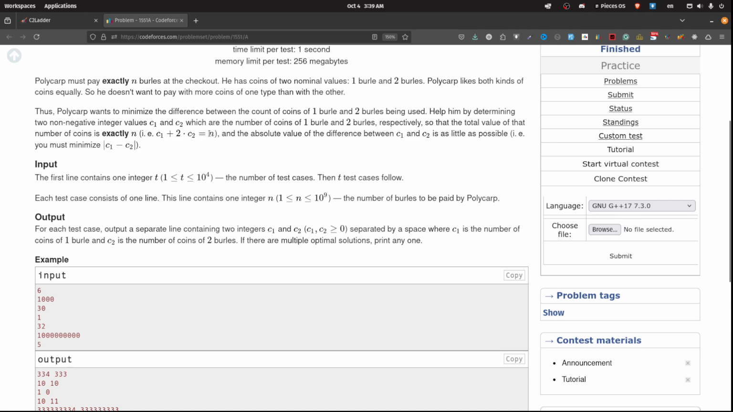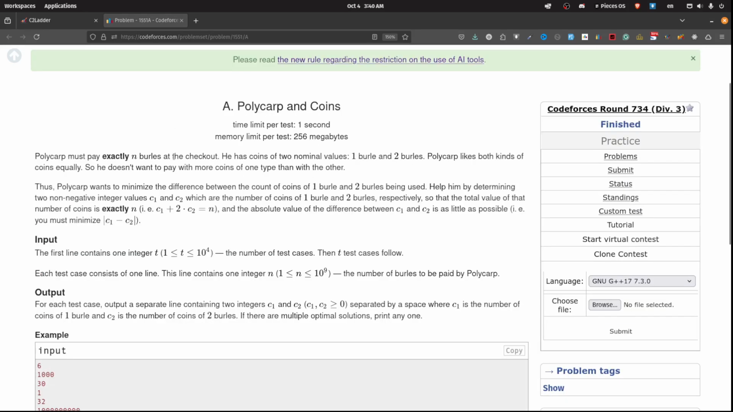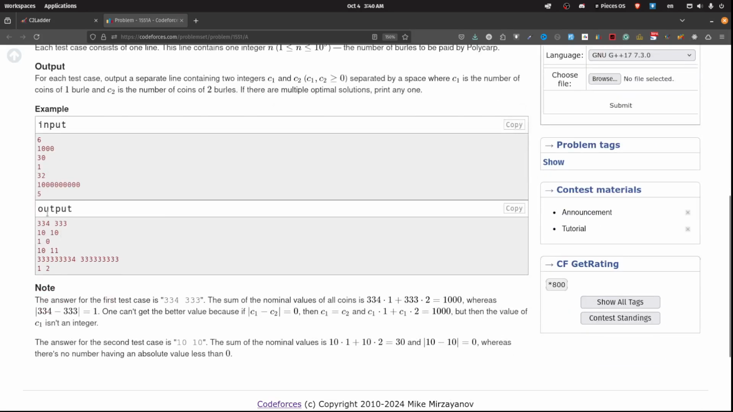Basically I think this n will be given. Each test case consists of one line, and this line contains one integer n. This is the value of n given in the input, so I have to calculate the values of c1 and c2 such that c1 plus 2 times c2 equals n. So I have to print the values of c1 and c2 basically.